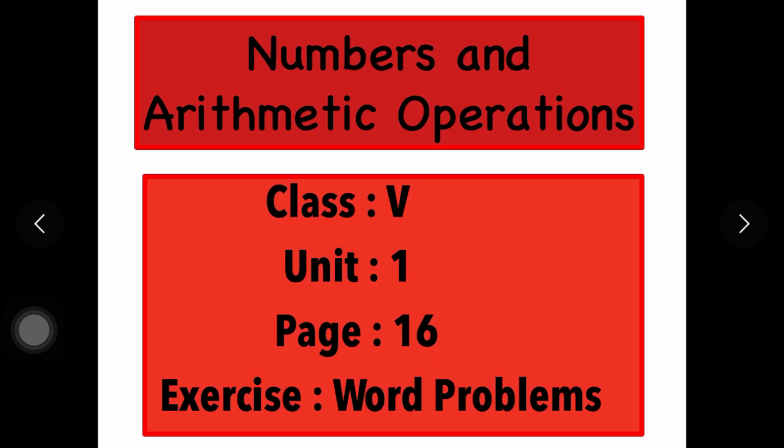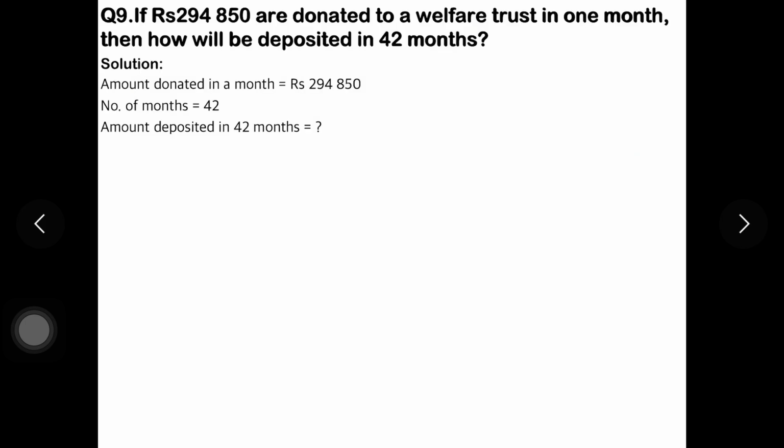This is your maths lecture, unit number 1, and the topic is numbers and arithmetic operations. Today we will solve page number 16, exercise word problems. Today we will solve question number 9. Question number 9 is: if rupees 295,850 are donated to a welfare trust in 1 month, then how much will be deposited in 42 months?